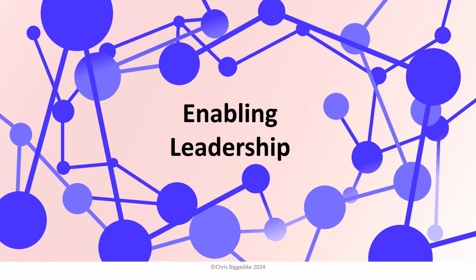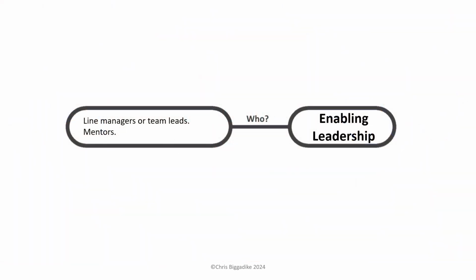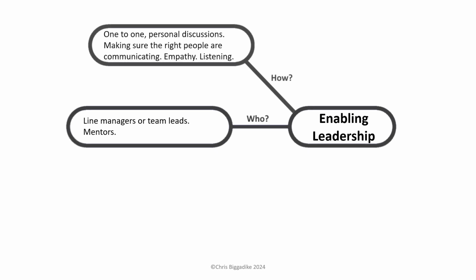Now, enabling leadership. Who does it? Okay, line managers or team leads, mentors. Anyone who is close to the team, understands them, and is trying to help them optimize what they're doing to get through to the goal. It's one-to-one personal discussions, making sure the right people are communicating. There's empathy and there's listening.